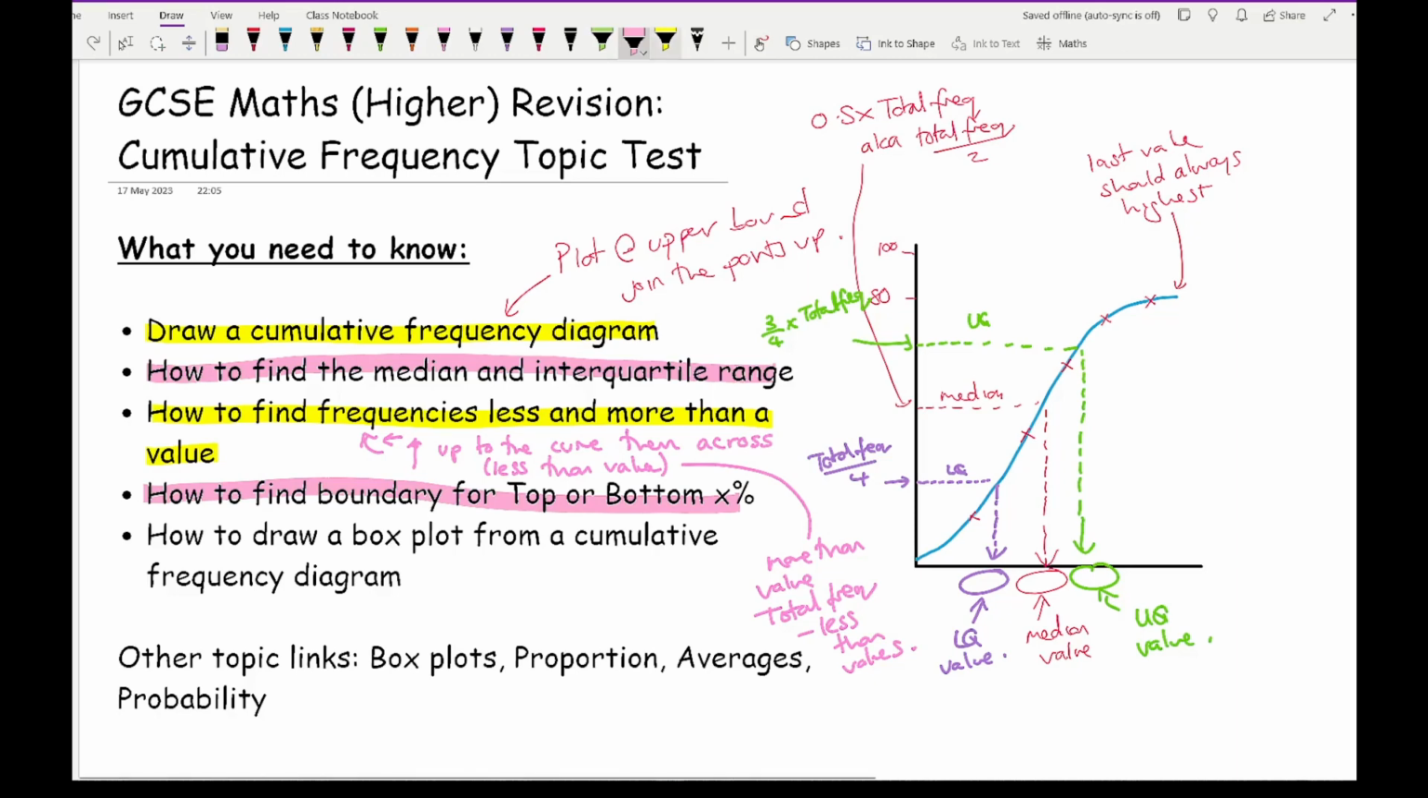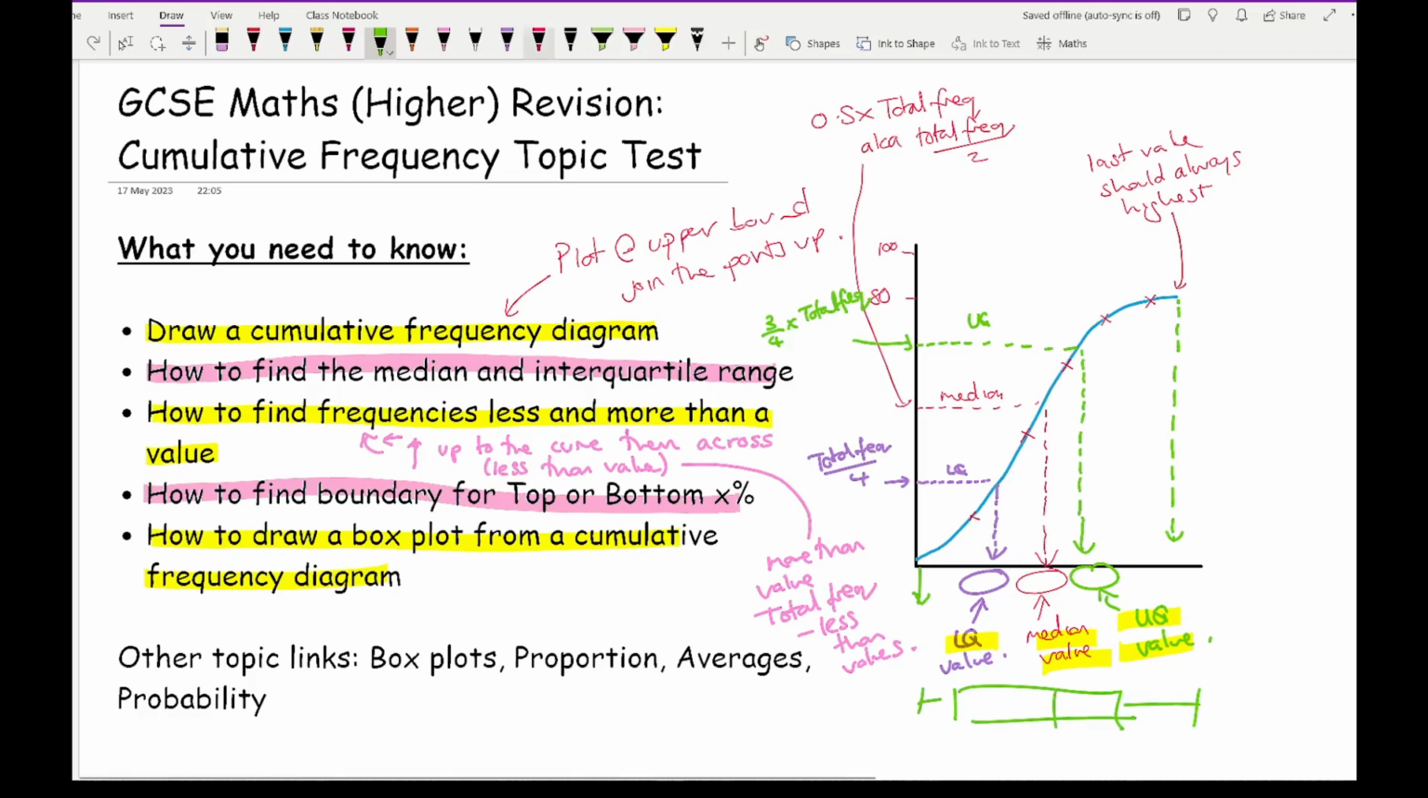Then we move on to how to draw a box and whisker diagram or a box plot from a cumulative frequency diagram, and that is going to be using these three values. Now in terms of the lower value, the lowest value is always where the cumulative frequency starts, and the highest value is always going to be the top frequency. So from this you can then find and draw your box plot directly underneath your cumulative frequency diagram.